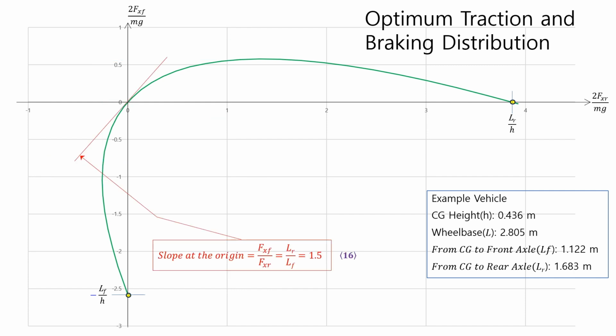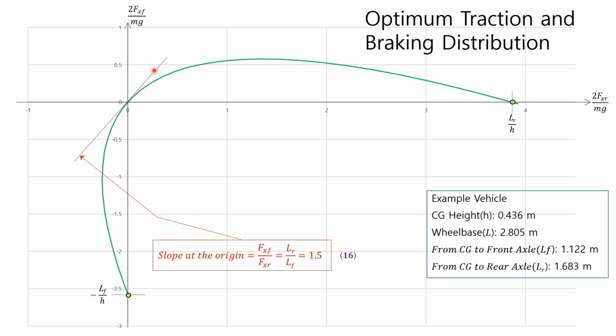The slope at the origin of the optimum force distribution curve is determined only by where the center of gravity is located along the longitudinal direction, as shown in equation 16. Equation 16, which represents the slope, is explained later. The slope at the origin is simply the distance from the center of gravity to the rear axle divided by the distance from the center of gravity to the front axle. Therefore, as the distance from the center of gravity to the rear axle becomes relatively longer than the distance to the front axle, the slope becomes steeper toward the vertical axis.